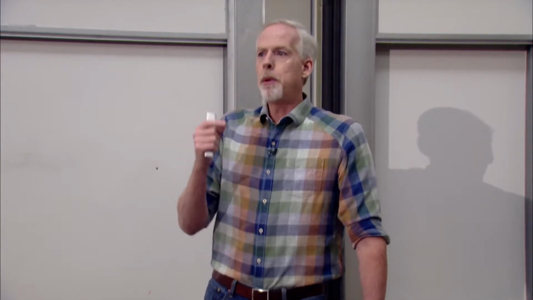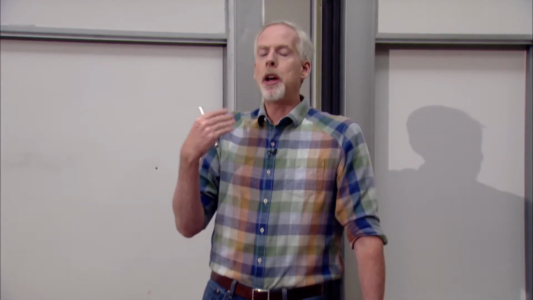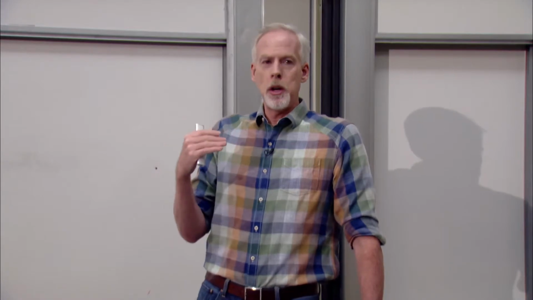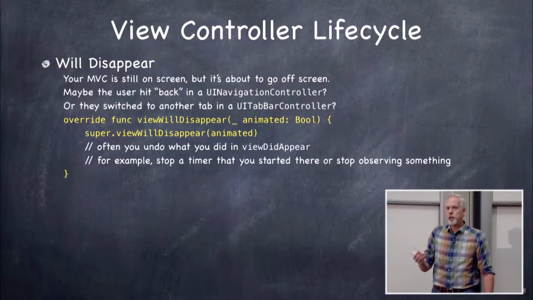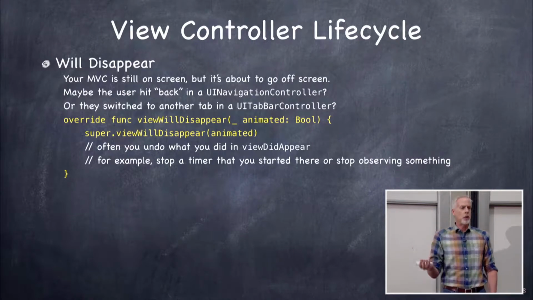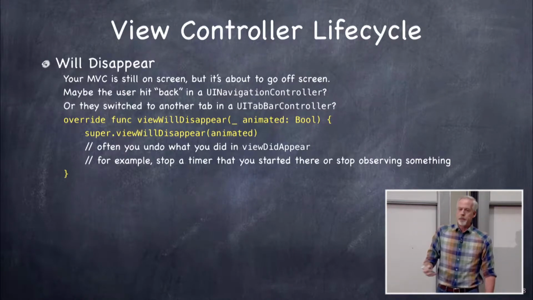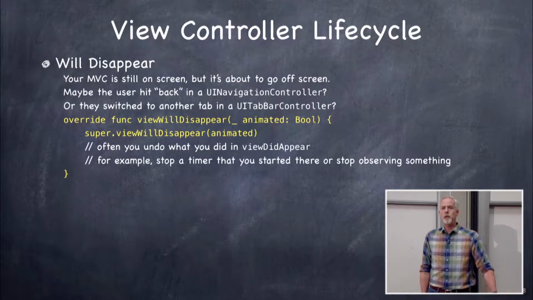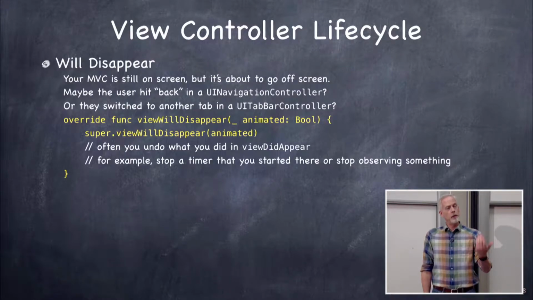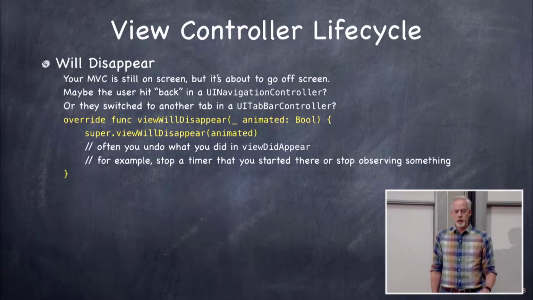Okay. All right, so there's also viewWillDisappear. You get this right before you go away. This is a great place to undo what you did in viewDidAppear. Okay, so if you started a timer or started some animation or started watching GPS or something like that, this is a good place to stop doing that. Because you now know that you're going to disappear. And then when you reappear, you'll turn it back on in viewDidAppear. So they kind of work together, these two.